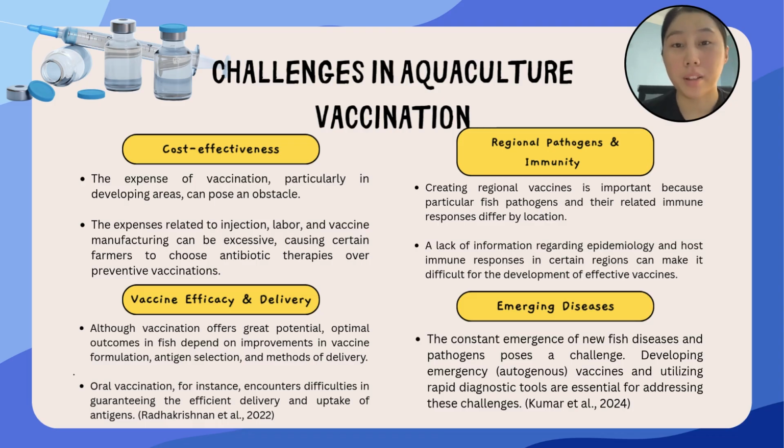Number three is regional pathogens and immunity. Creating regional vaccines is important because fish pathogens and their related immune responses differ by location. A lack of information regarding epidemiology and host immune response in certain regions can make it difficult to develop effective vaccines. And the last one is emerging diseases. The constant emergence of new fish diseases and pathogens poses a challenge. Developing vaccines for emerging pathogens and utilizing rapid diagnostic tools are essential for addressing these challenges.